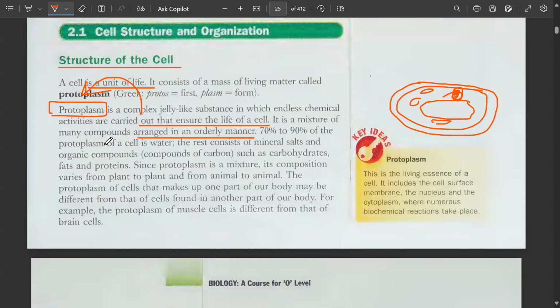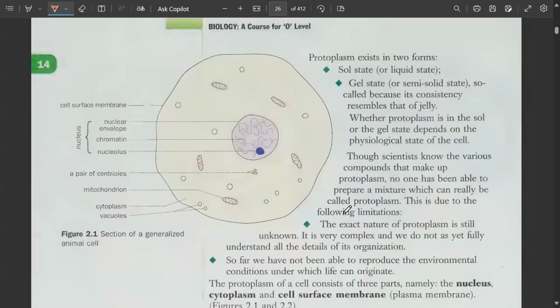70 to 90% of the protoplasm of the cell is water, and the rest of it consists of mineral salts and organic compounds such as carbohydrates, fats, proteins. And plus, if it's a mixture, its composition also varies from plant to plant and from animal to animal. The protoplasm of these cells that make up one part of our body may be different from that of cells found in another part of our body as well. हर मसल सेल फर्क होगा, कार्डियक सेल्स फर्क होंगे, आपके एपिथेलियल सेल्स फर्क होंगे, सिलिएटेड सेल्स फर्क होंगे, ब्रेन सेल्स फर्क होंगे, स्टेम सेल्स फर्क होंगे, but the basic structure is going to be the same for all the animal cells that you actually see.